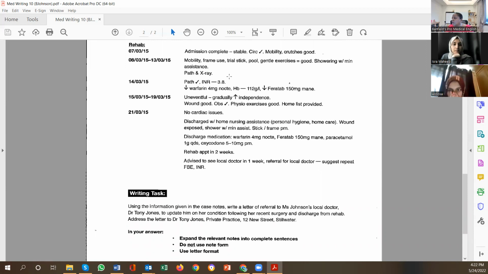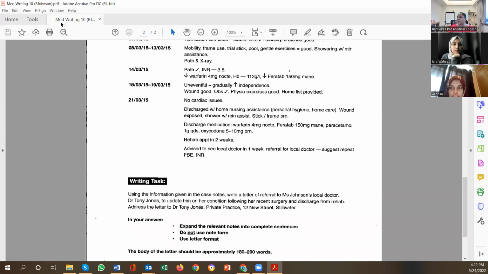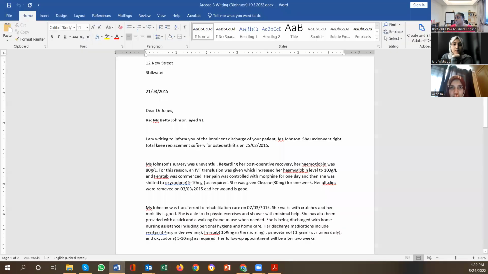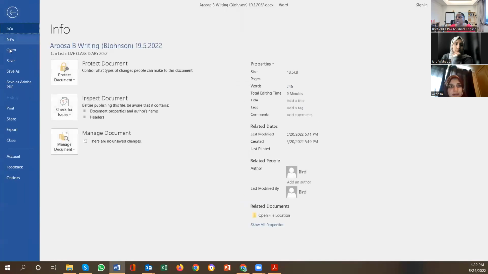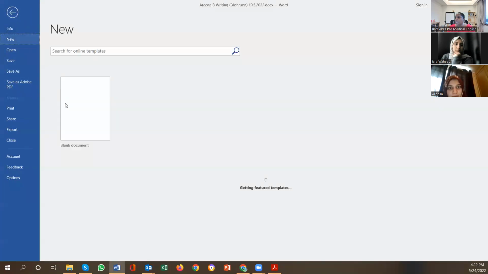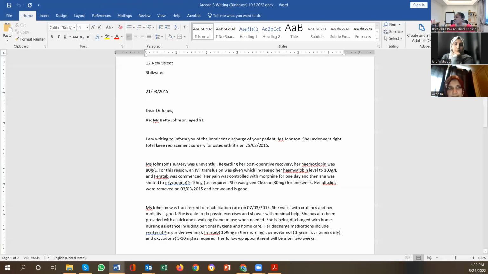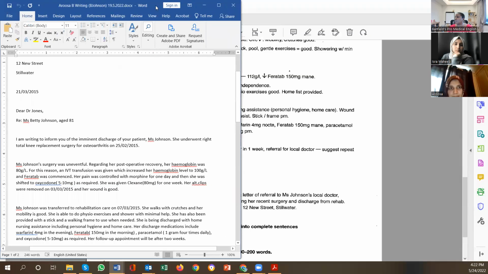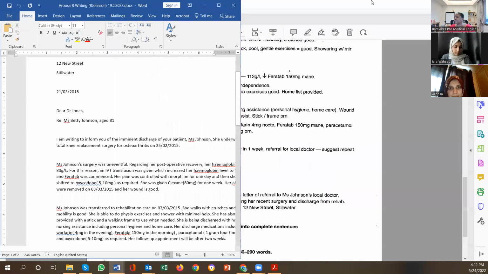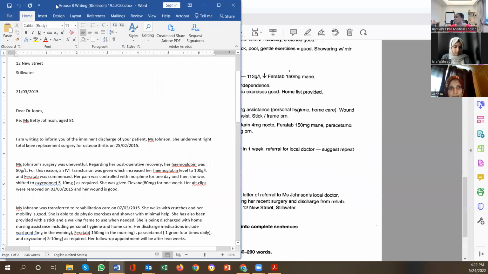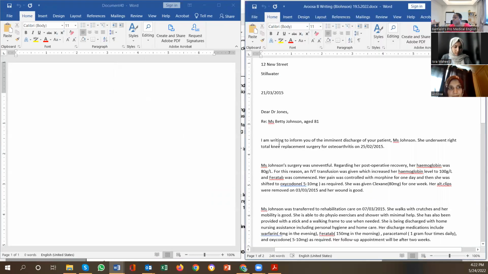Okay. All righty then. So we have a rough idea of what is going on with this patient. So let's now turn to the letter. All right. And I also like to have just an extra page here to the side, just in case we want to make notes as we go. Okay. Come on. Doesn't want to move. There we go.